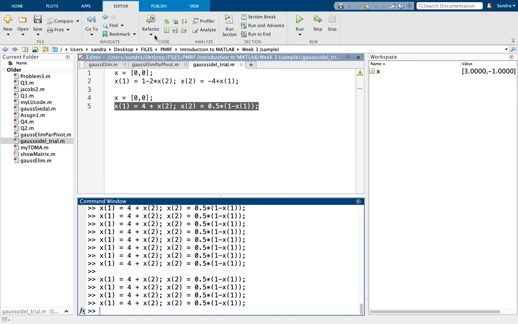Any doubts? Ma'am, initially, can we guess which will diverge or converge?